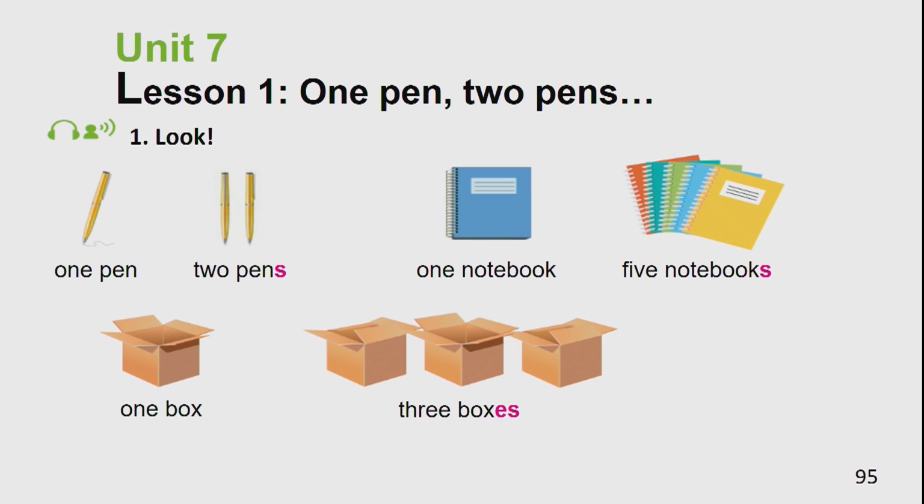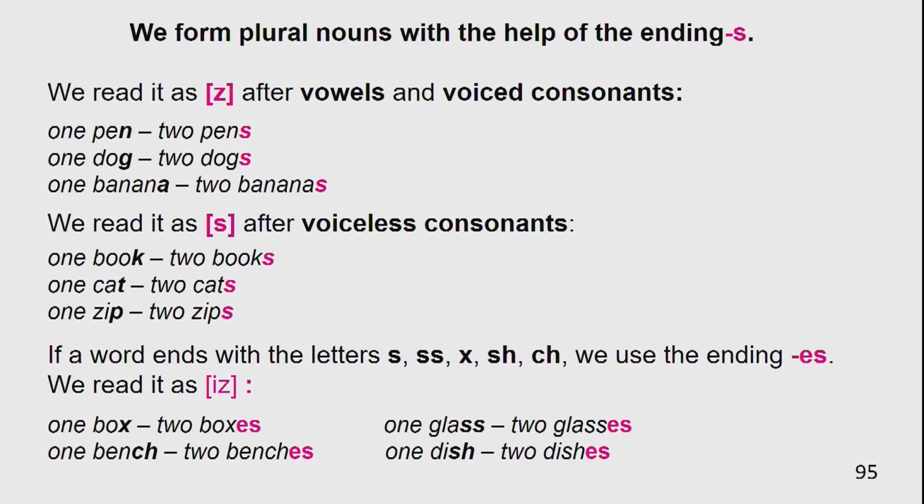Are they singular? Is it one? No, they are plural. Plural means not one, more than one. For example, 2, 3, 4, etc. We form plural nouns with the help of the ending s. 1 pen, 2 pens. Look, we read this ending as the sound z after vowels and voiced consonants.